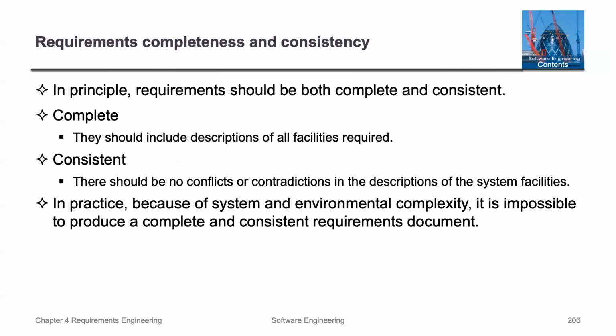What about requirements completeness and consistency? In principle, requirements should both be complete and consistent. For complete, they should include descriptions of all facilities required. And consistent, there should be no conflicts or contradictions in the description of the system facilities. In practice, because of system and environmental complexity, it's impossible to produce a complete and consistent requirements document.